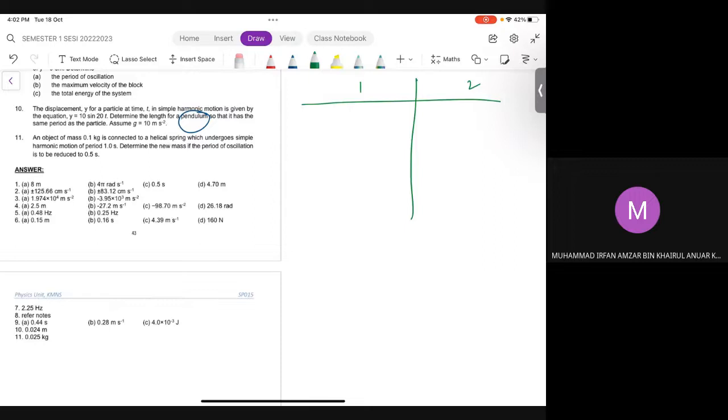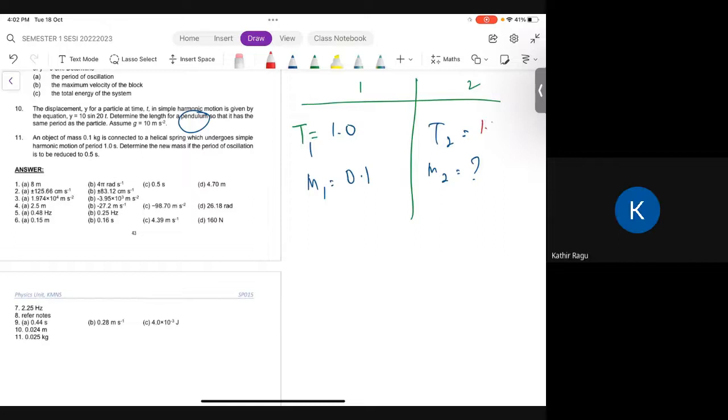So they give you the old period adalah 1.0, T1 lah. But the mass 1 adalah 0.1. Mass 2 dia suruh cari. Period 2 adalah reduce 2. What is mean by reduce 2? Tolak ke ataupun ambil je? Ambil je. So, reduce to 0.5. So, ambil je lah 0.5.